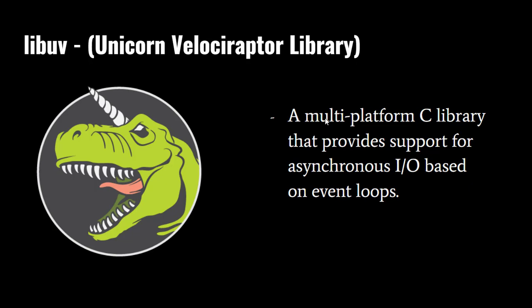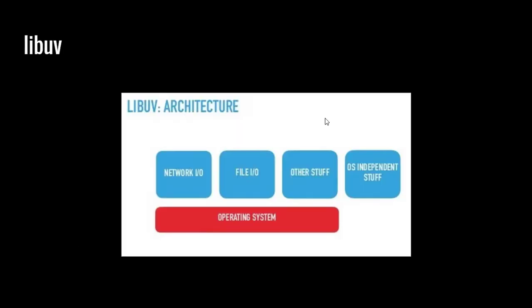This is the multi-platform C library that provides all of that asynchronous I/O that the event loop is based on, right? This is another core feature. If we go back and look at the architecture, this is one of the pieces right beside the V8 engine that is internal to the Node architecture. This is what makes this whole asynchronous, event-driven architecture work. Looking at this libuv architecture, this is what it is known for, and what the architecture is built on.